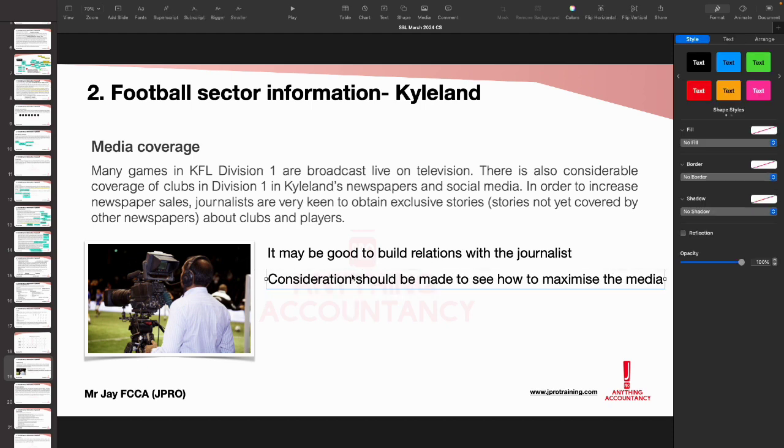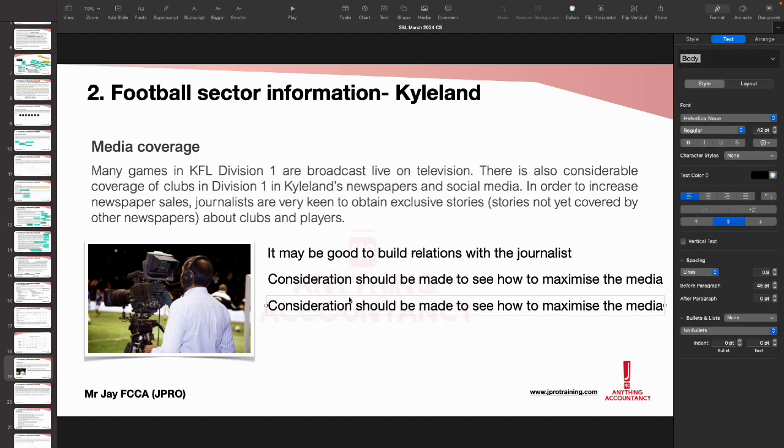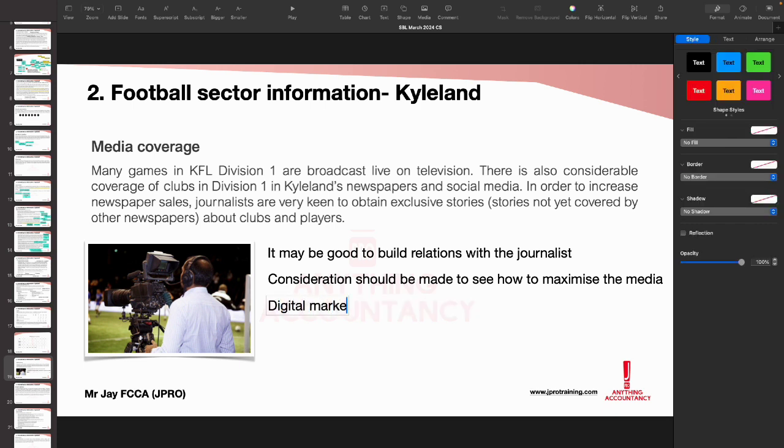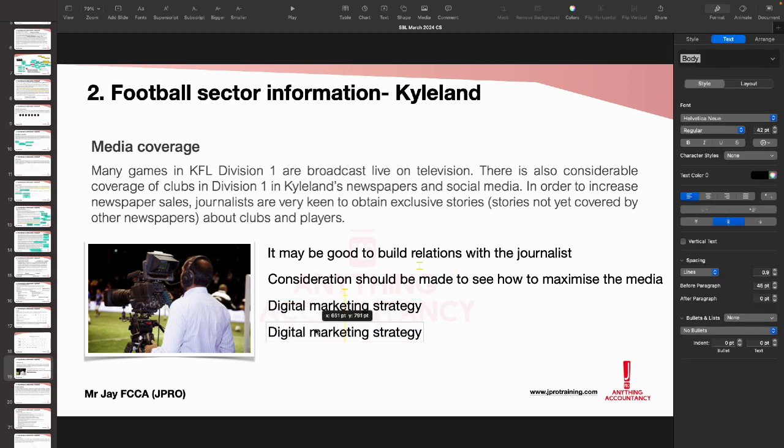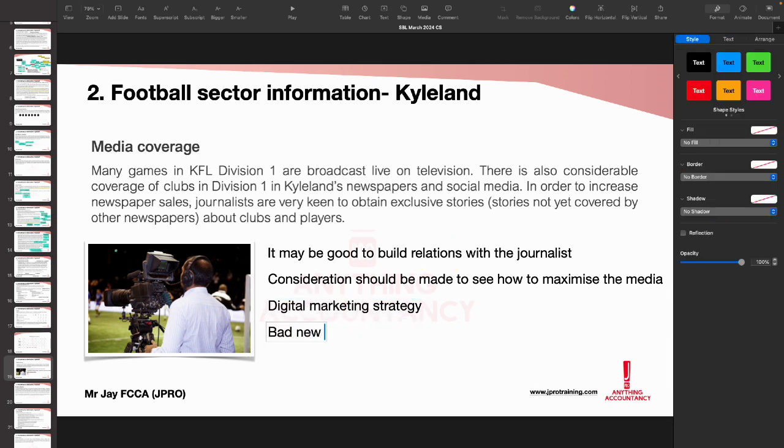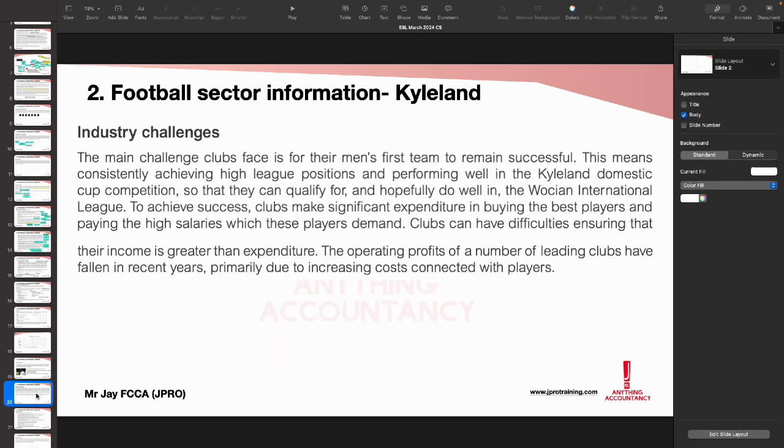How to maximize the media? You do need to be aware of your players. If the players get ill and all that, how to manage this news, because this is going to be something that's going to have a major impact on the business.